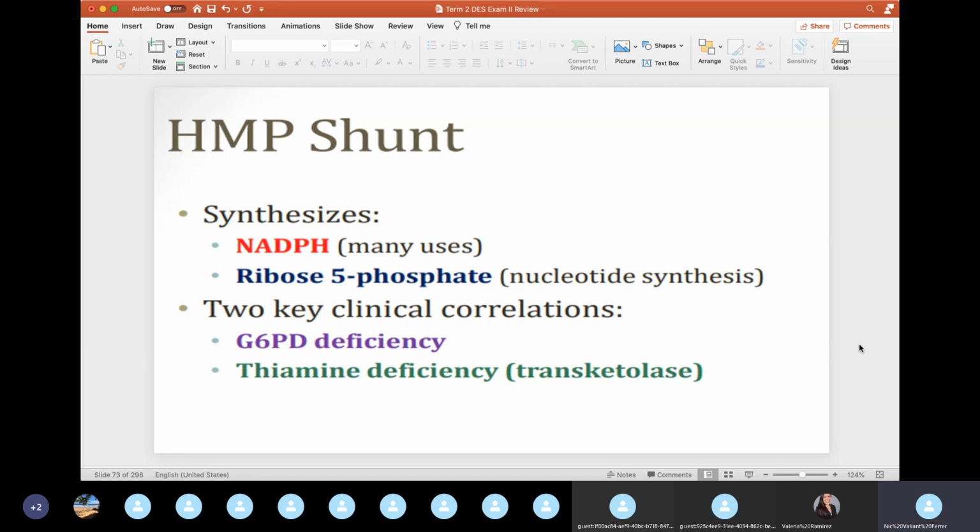The easiest way to detect thiamine deficiency? A blood sample. Excellent, a blood draw. So you just do a transketolase assay. Look at the transketolase activity in the blood, and then you can say if they have a thiamine deficiency. That's actually high yield.